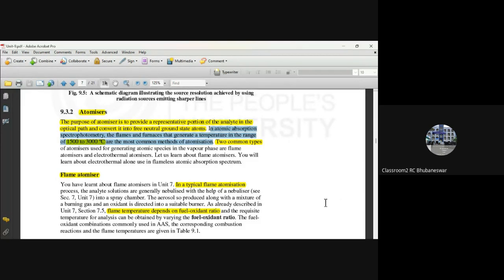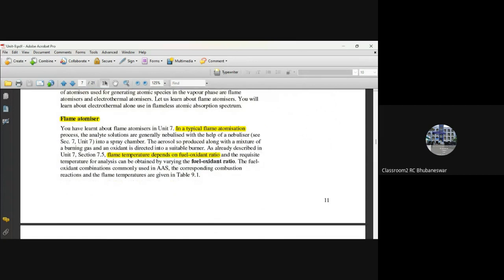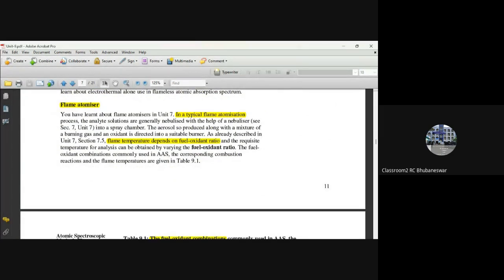The two common types of atomizers used for generating atomic species in the vapor phase are flame atomizer and electrothermal atomizer. You must note it down. One is flame atomizer, another is electrothermal atomizer. These flame atomizers have many disadvantages. That is why, when further research was done to do the AAS in a better way, scientists moved to the electrothermal atomizers. So first we'll see what is flame atomizer and what are its merits as well as demerits.